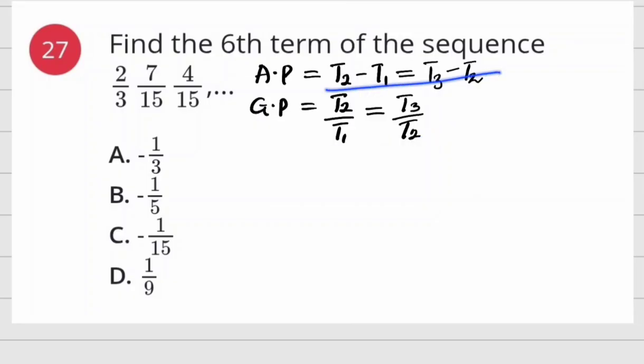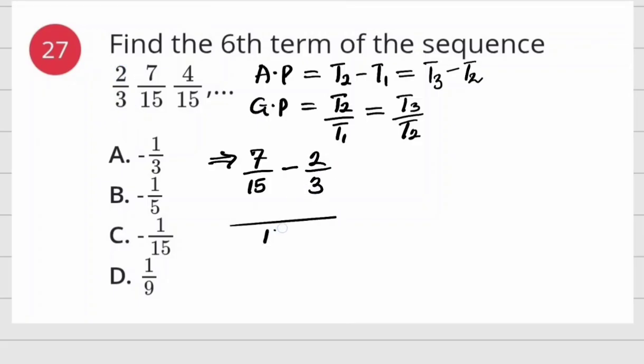So let's test for AP first. Let's test for T2 minus T1. If it holds, then it is AP. Our T2 is 7 over 15 minus T1. Our T1 is 2 over 3. Here, our LCM is 15. So we have 7 minus 3 into 15, 5, 5 times 2, that's 10. Subtract 10 from 7, that is negative 3 over 15, which is minus 1 over 5.